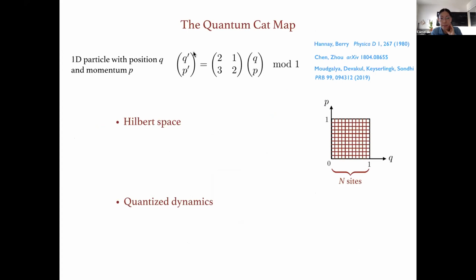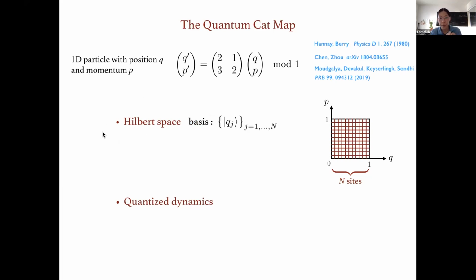The quantization of this map was first done by Hannay and Berry. This Berry is the Berry phase Berry, from a long time ago. The quantization involves 2 parts. The first is the quantization of the Hilbert space or the phase space. The second is the quantization of the dynamics. The Hilbert space is the Hilbert space of a 1D particle moving on a discrete ring, so it's a periodic boundary condition with discrete lattice sites on this ring. You can treat X and Y as the position and momentum of this 1D particle. So that's the Hilbert space of the quantum problem.